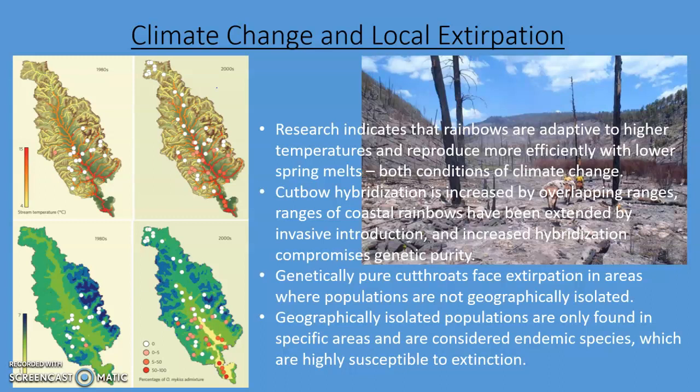Also, overlapping ranges are causing increased hybridization in areas that are not geographically isolated. Those species that are protected by geographic isolation face other problems. Increasing natural disasters in the form of fires and flooding events that have been linked to global warming can be very destructive to the habitats of endemic species that are vulnerable to extirpation and extinction.